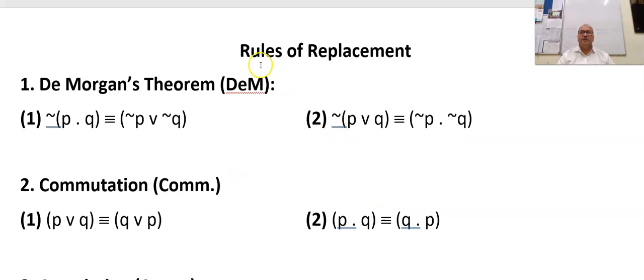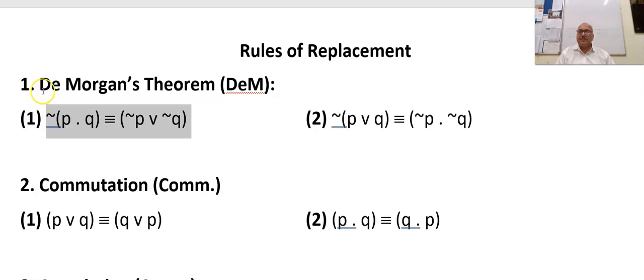Now let us learn the rules of replacement. They are basically about statements. So unlike the rules of inference, which are in terms of arguments, the rules of replacement are in terms of logically equivalent statements. You have seen the biconditional, right? The biconditional, or logically equivalent statement, or what you call material equivalence.